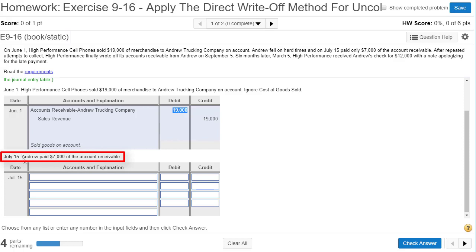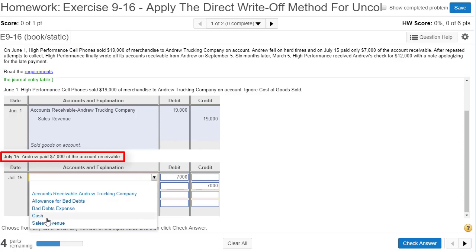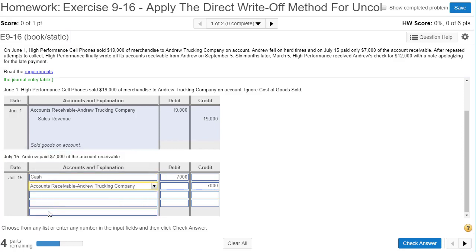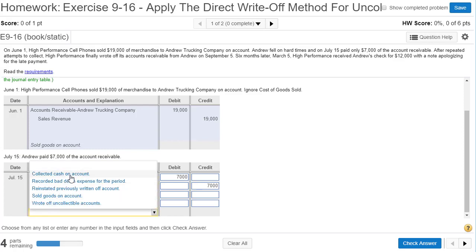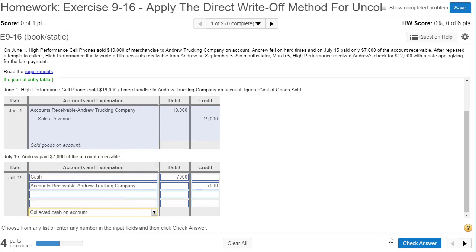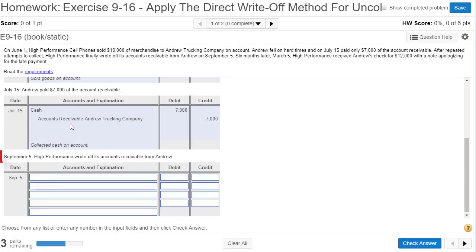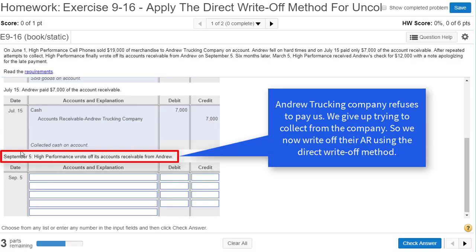Then about a month and a half later, Andrew paid $7,000. So cash is going up by $7,000. And we're going to lower their accounts receivable by $7,000. Collected cash on account. So now it's a couple of months later, September 5th.